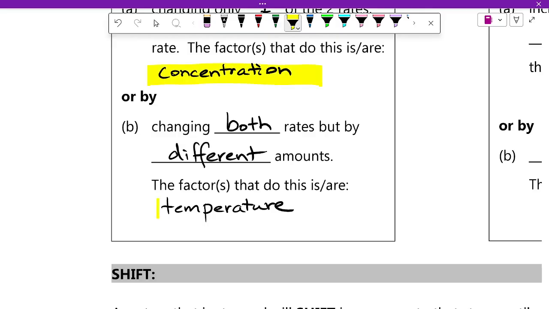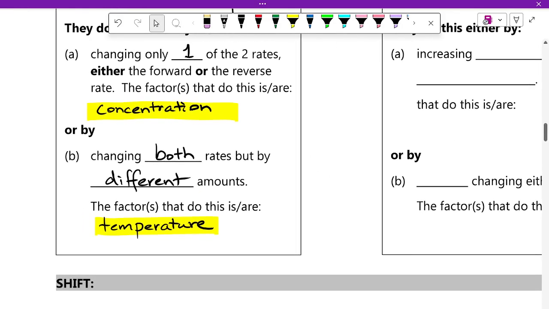And in fact, sometimes if you change the pressure and volume and you've got the same number of gas molecules in the products and reactants, it actually doesn't cause a shift. So it's not a stress. So we're just going to look at concentration and temperature as things that for sure make a change. Okay?